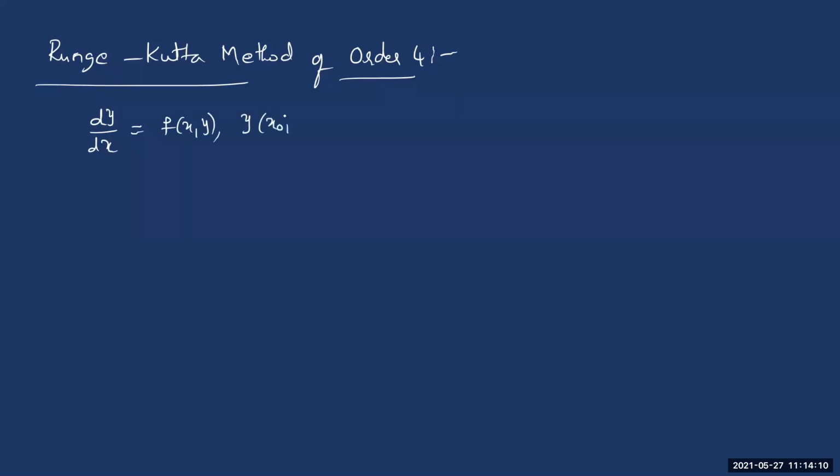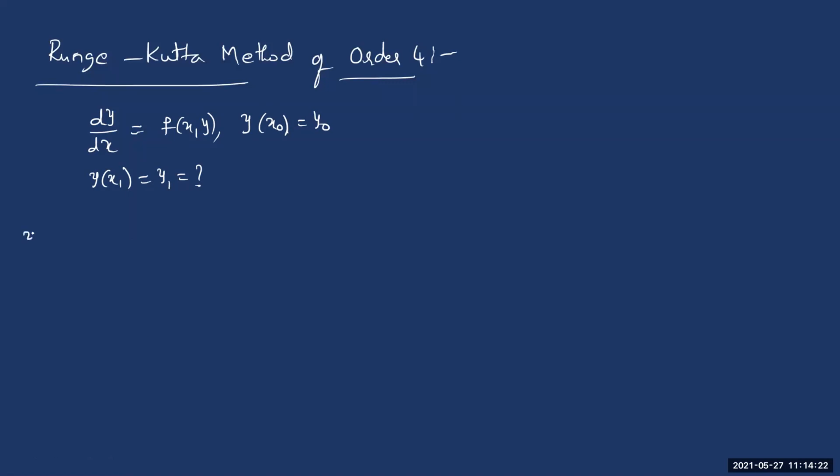Runge-Kutta method of order 4. Even in the Runge-Kutta fourth order method, the question is quite similar. We need to solve a differential equation like dy by dx equals f of x, y with some initial condition, let us say y of x0 equals y0. And you're interested in calculating the solution at the next point, let us say x1, which you normally take as y1. So the question is to calculate y1, in simple terms.